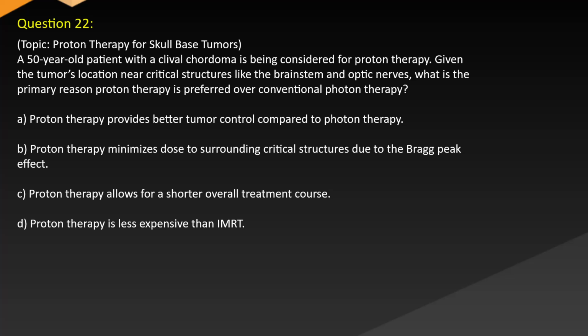Question 22. Topic: Proton therapy for skull-based tumors. A 50-year-old patient with a clival chordoma is being considered for proton therapy. Given the tumor's location near critical structures like the brainstem and optic nerves, what is the primary reason proton therapy is preferred over conventional photon therapy?